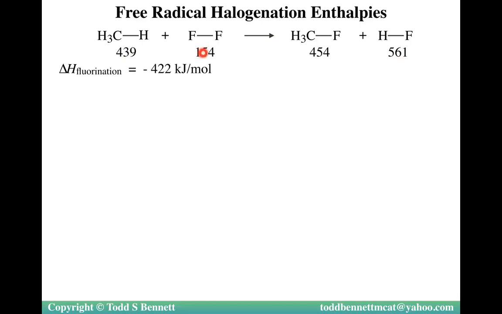So these two added together, we get 593. These two added together, we get over 1,000. We get 1,015. So 593 minus 1,015, you end up with negative 422.